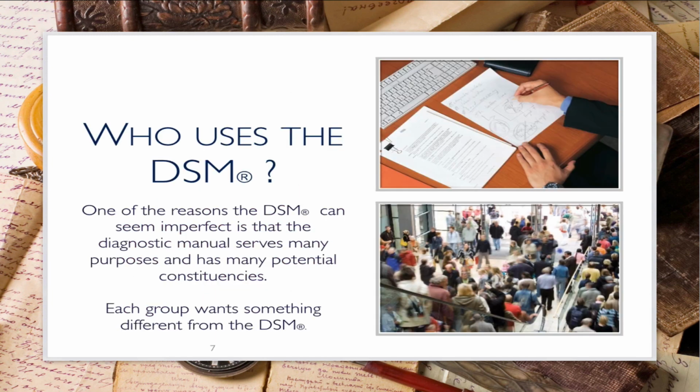Now, one of the reasons why a lot of people are frustrated with the DSM, and many people are, is that it tries to do lots of different things. And there are some people that might say that it tries to do too much. So one of the reasons the DSM is imperfect is that it serves many different purposes and many different constituencies. And each of these wants something different from the DSM.